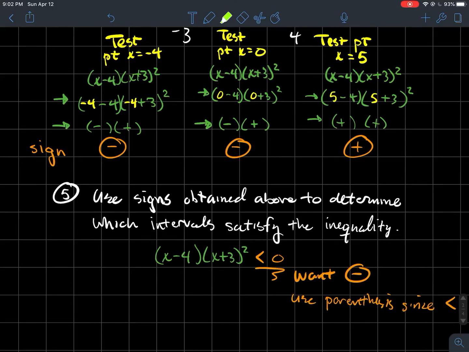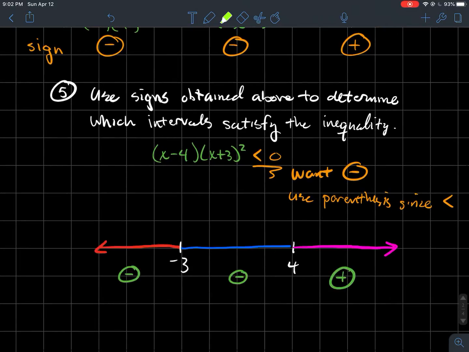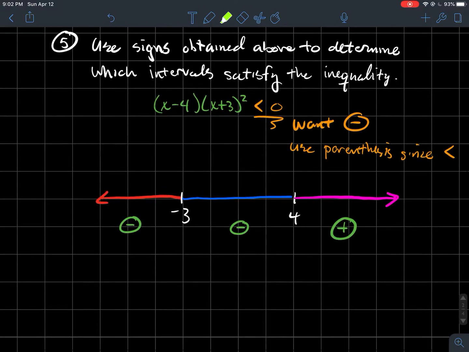What's that telling me? Well, that's telling me that I want the negative signs that I just found in step 4. And the other thing we're going to do is use parentheses in our interval notation because it's a strict inequality. It's just less than. It's not an or equal to. So I'm just going to copy paste what I got above, where I put the signs that I found as they correspond to each subinterval that I had.